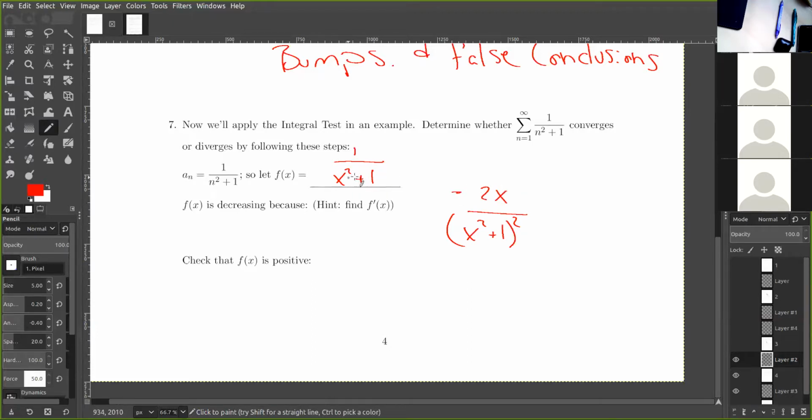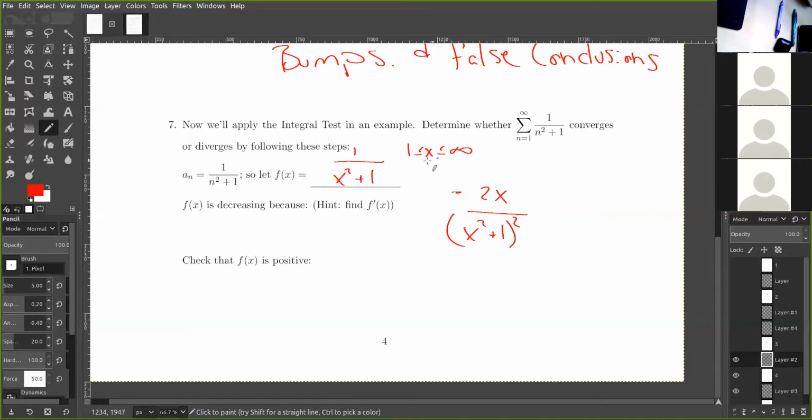So that's just x squared plus 1 to the minus 1. So we get x squared plus 1 to the minus 2 times the chain rule, times 2x, and the negative, of course, came from the exponent. How do we know this is decreasing? Remember that if n goes from 1 to infinity, we can choose the bounds for our function. 1 to infinity is almost always a decent choice. Sometimes 2 to infinity, as we saw.